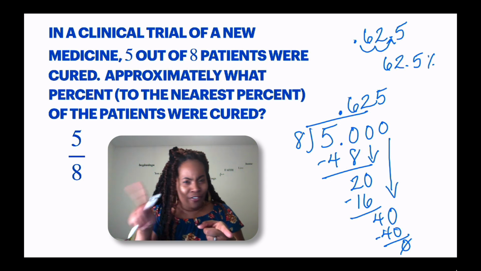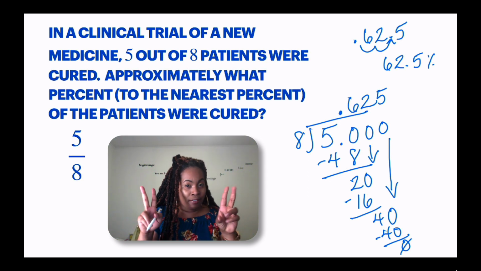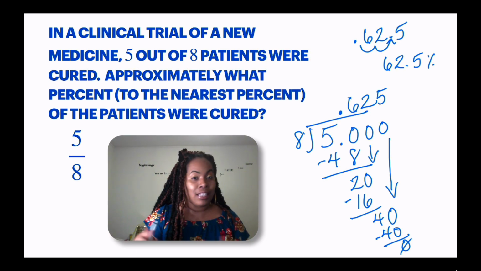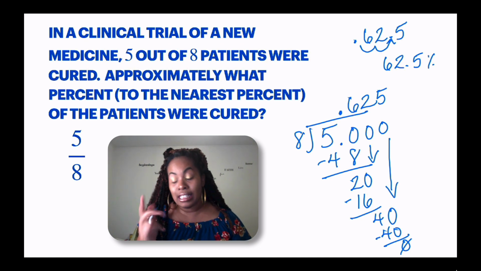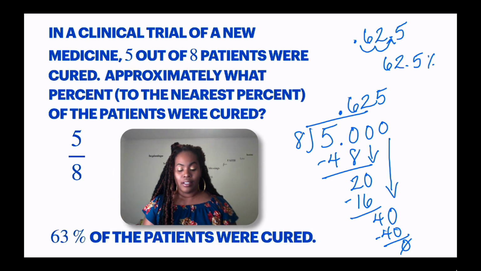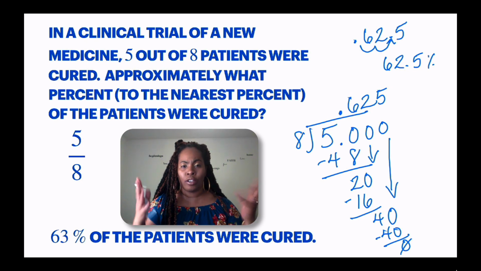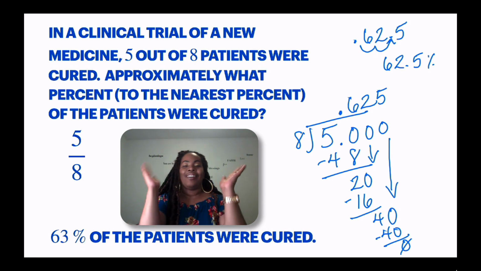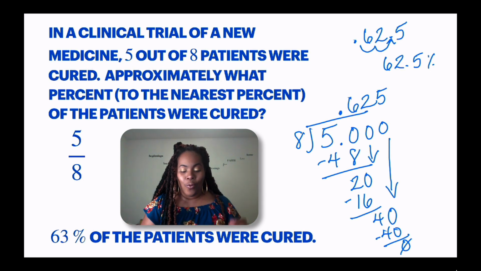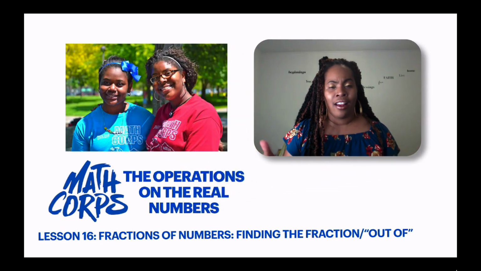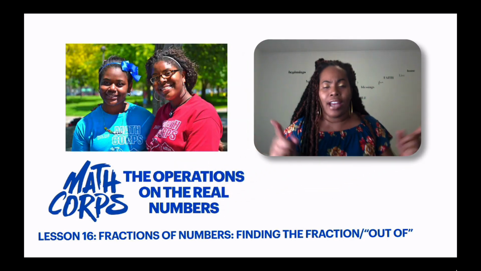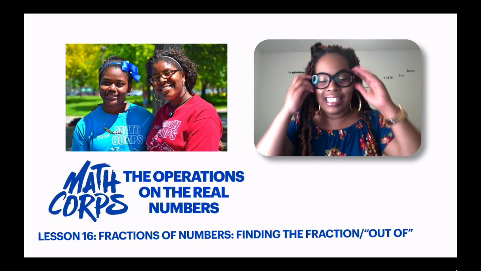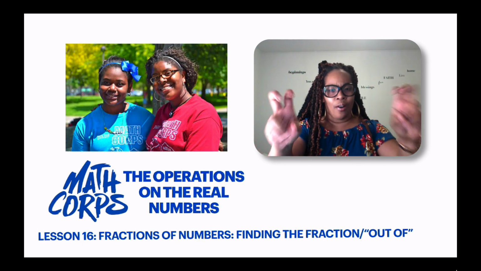Yes. You see that 5 in the back, that 0.5, that 5 tenths? That 5 tenths is going to make us round it up to the nearest percent. And then that is 63%, okay? So 63% of the patients were cured. You guys, great work. We did it, we did it, we did it. We were able to accomplish a lot today. I'm talking about lesson number 16 with fractions of numbers, finding the fraction, which was obviously in your face. And then we were also able to do out of.